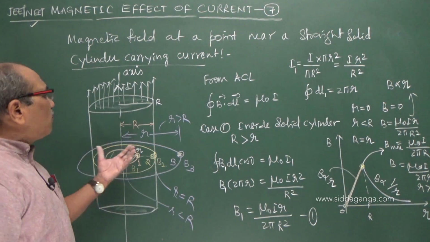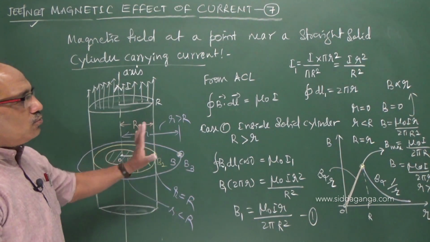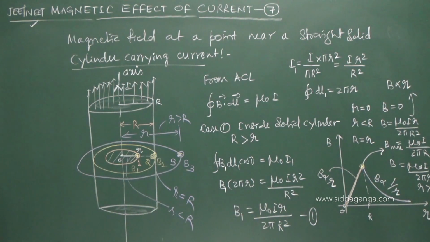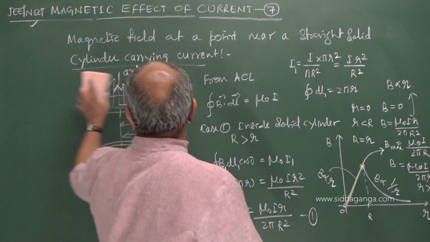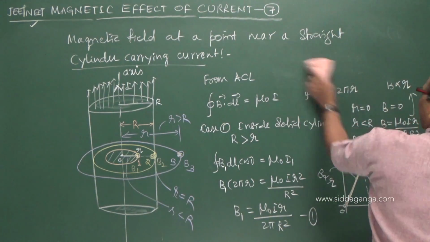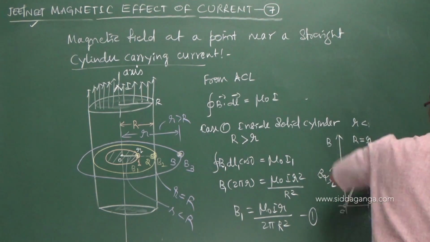I will show you how it goes for the hollow cylinder also. You understood here how the magnetic field varies in the case of a solid cylinder. Only I make a change here: the solid cylinder I remove and make it a hollow one, and let us discuss what happens.